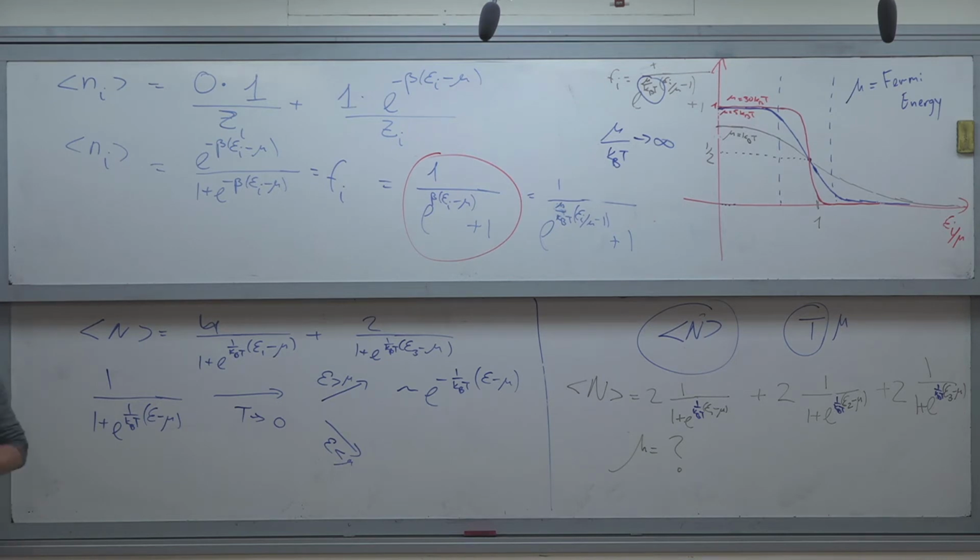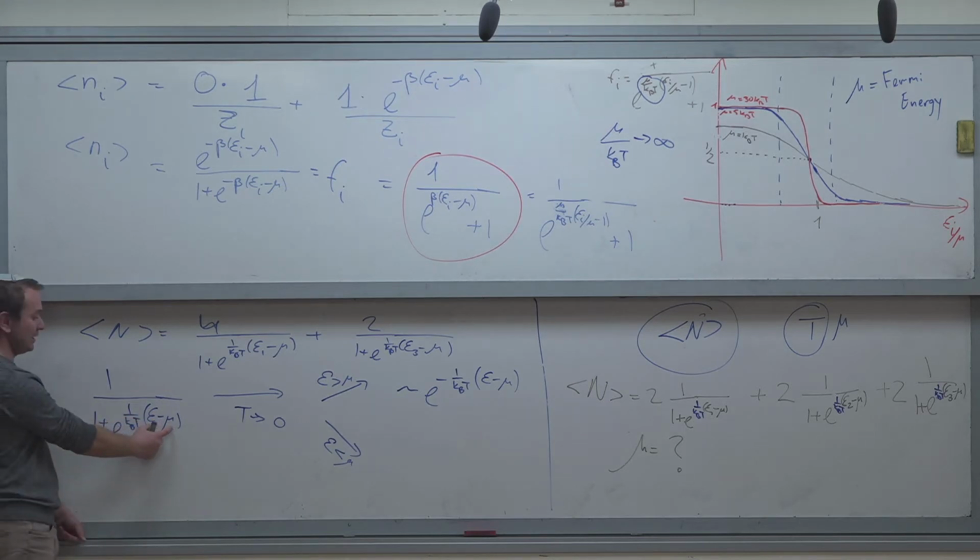The other case is when epsilon is smaller than mu. What happens then? When epsilon is smaller than mu, this exponent is negative, divided by a very small number, so in total it is very, very large and negative. Then the exponent of a very large negative number is very small. So we have 1 divided by 1 plus a small number.